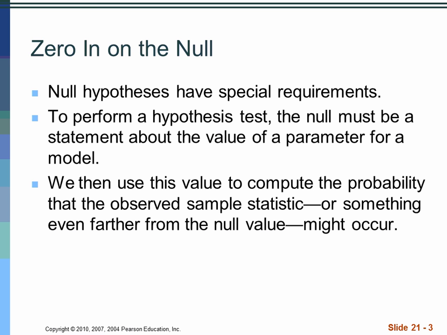Usually we've been using a normal model. But it could be any, to begin with. Remember, it could have any shape to start with, but when we sample from that, the sampling means will be normal, usually. And thirdly, once we have that, again, the null hypothesis must be about that parameter. Once we have that parameter, we then use this value to compute the probability that the observed sample statistic, or something even higher or lower than that, might occur.